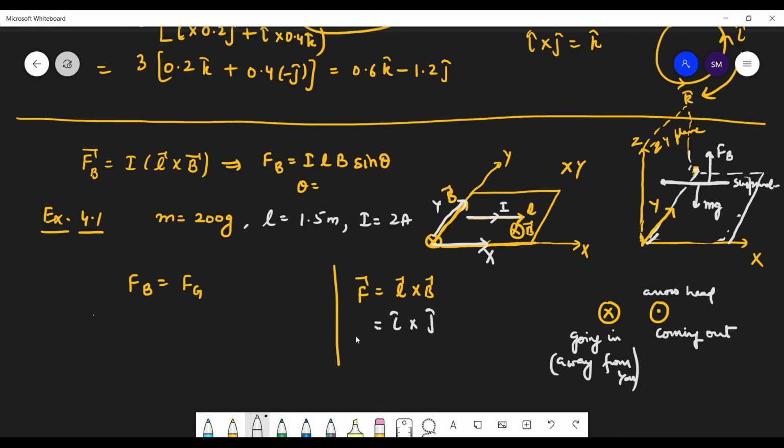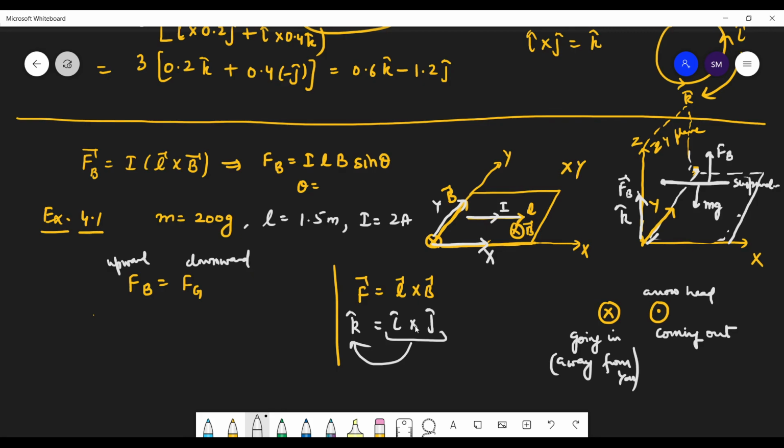So what is the direction you will get for force? i cross j, that's your k, isn't it? Got it, students? So k direction is this, upward. That's the direction of your magnetic force. I hope this is understood now. So F_B upward, gravitational force downward.